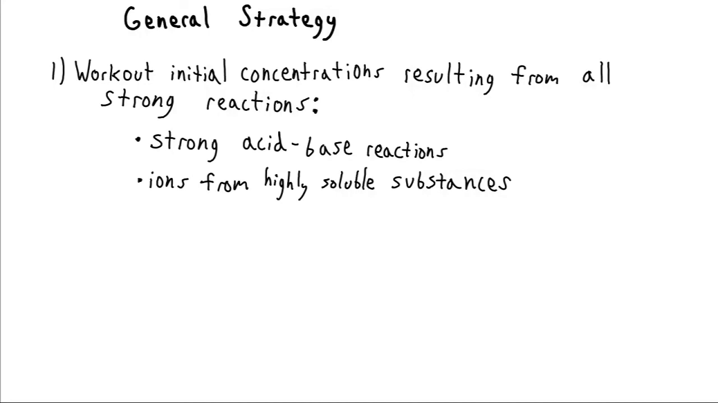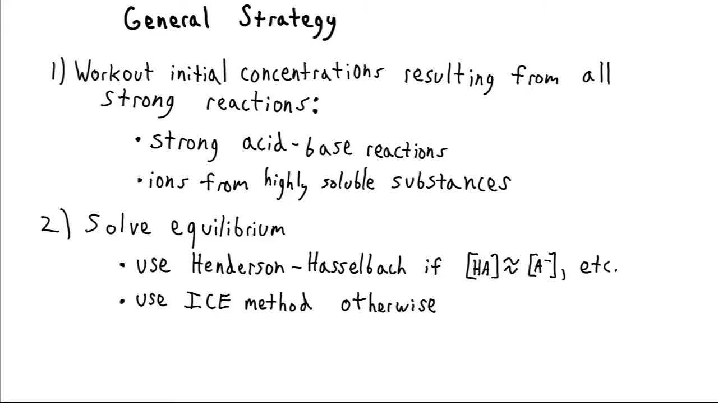The general approach, which is going to work for all of these buffer problems that you might encounter, is to first work out the initial concentrations from all the strong reactions. So that's where you have a strong acid or a strong base reacting, or where you have something that's strongly soluble, producing ions in the solution. So you could just do some simple stoichiometry to figure out the quantities of all these and divide those into the volume of the solution to get their concentrations. Then your next step, that's going to supply the first row of your ice table if you're using the ice table. But you probably want to check first and see if you can use the Henderson-Hasselbach method because it's simpler.